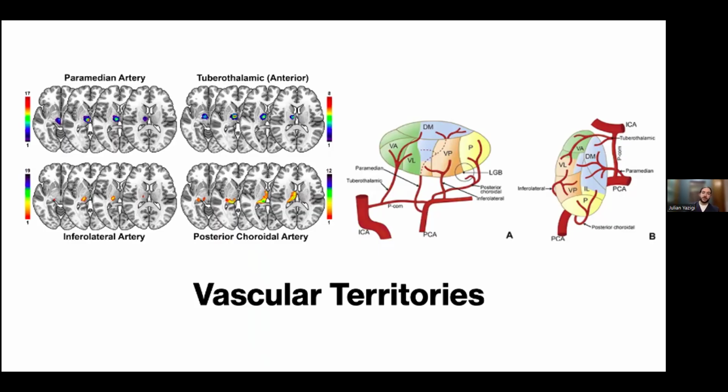The posterior territory, on the other hand, is supplied by the posterior choroidal arteries and supplies the pulvinar and geniculate regions, producing visual attention deficits or visual field deficits. A critical variant is the artery of Percheron, where a single trunk supplies bilateral paramedian thalami. An occlusion usually leads to sudden coma, vertical gaze palsy, and profound memory impairment.